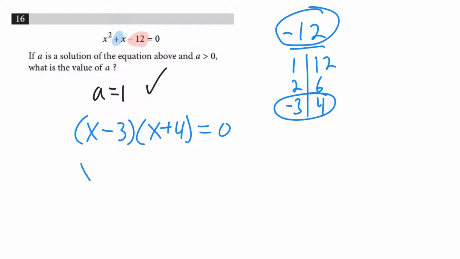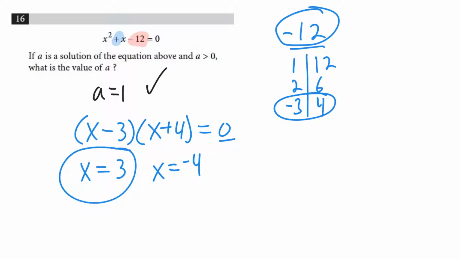Well, the solution that corresponds to the first factor here is going to be 3, because that would make that factor equal 0, and the product would be 0. And then the solution that corresponds to the second factor would be negative 4, because that would make that factor equal 0, resulting in the product of 0. So we know a is greater than 0, x equals 3, or a equals 3 would be our solution. Okay?